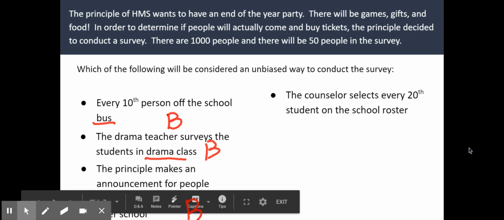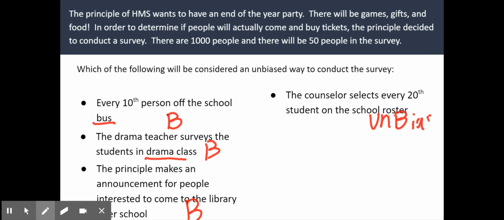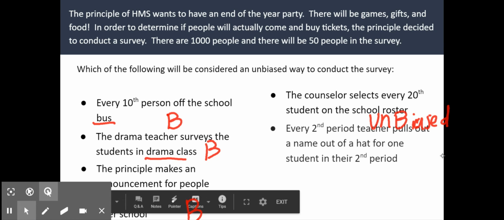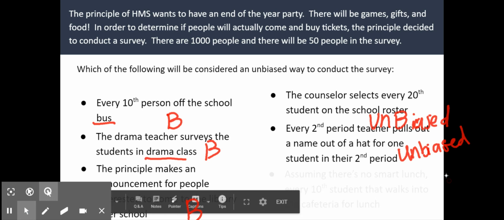The counselor selects every 20th student on the school roster. This is unbiased because every child in the whole school has a fair chance. Every second period teacher pulls a name out of a hat for one student in their second period. Well, every person in school has a second period class, so this would also be considered unbiased because every student in the whole school has a fair chance.